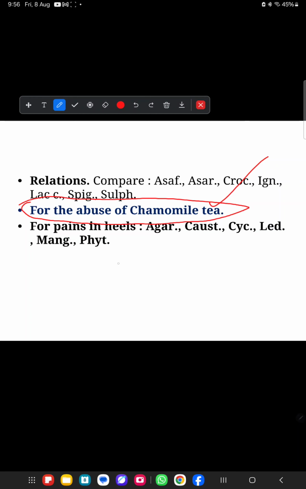Okay. And for the heel pains, I told Causticum, Cyclamen, Ledum, and Magnesium acidicum, and Phytolacca is also there. Okay.